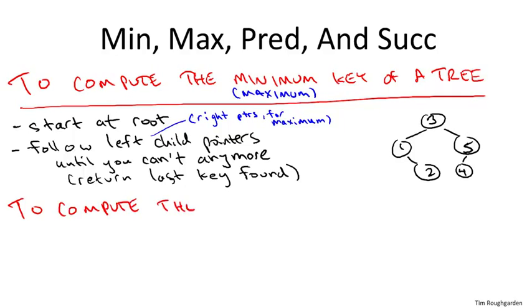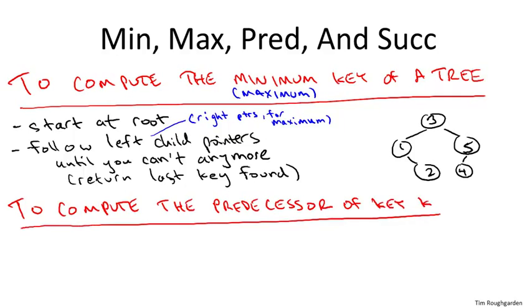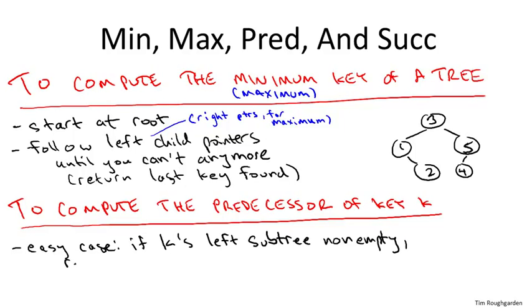Here I'll be a little hand-wavy, just in the interests of getting through all of the operations in a reasonable amount of time. But let me point out that there's one really easy case, and then there's one slightly trickier case. The easy case is when the node with the key k has a non-empty left subtree. If that's the case, then what you want is simply the biggest element in this node's left subtree. I'll leave it for you to prove formally that this is indeed the correct way to compute predecessors for keys that do have a non-empty left subtree.